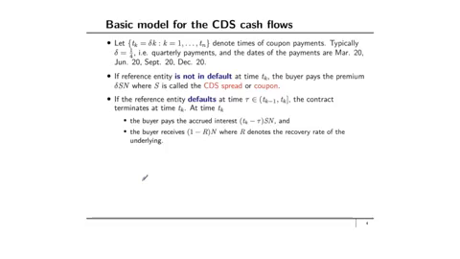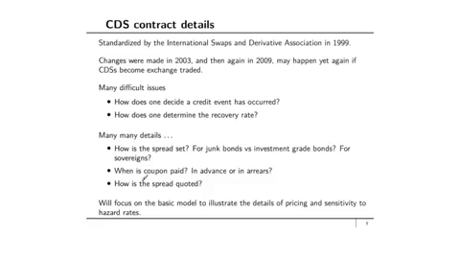We are going to be working with this basic model to price and understand what is going to happen to the CDS sensitivities. But the details behind CDSs are enormous. They were standardized by the International Swaps and Derivatives Association, ISDA, in 1999. There were changes made in 2003. Then again, changes were made in 2009, and changes may be made yet again if CDSs become exchange traded.